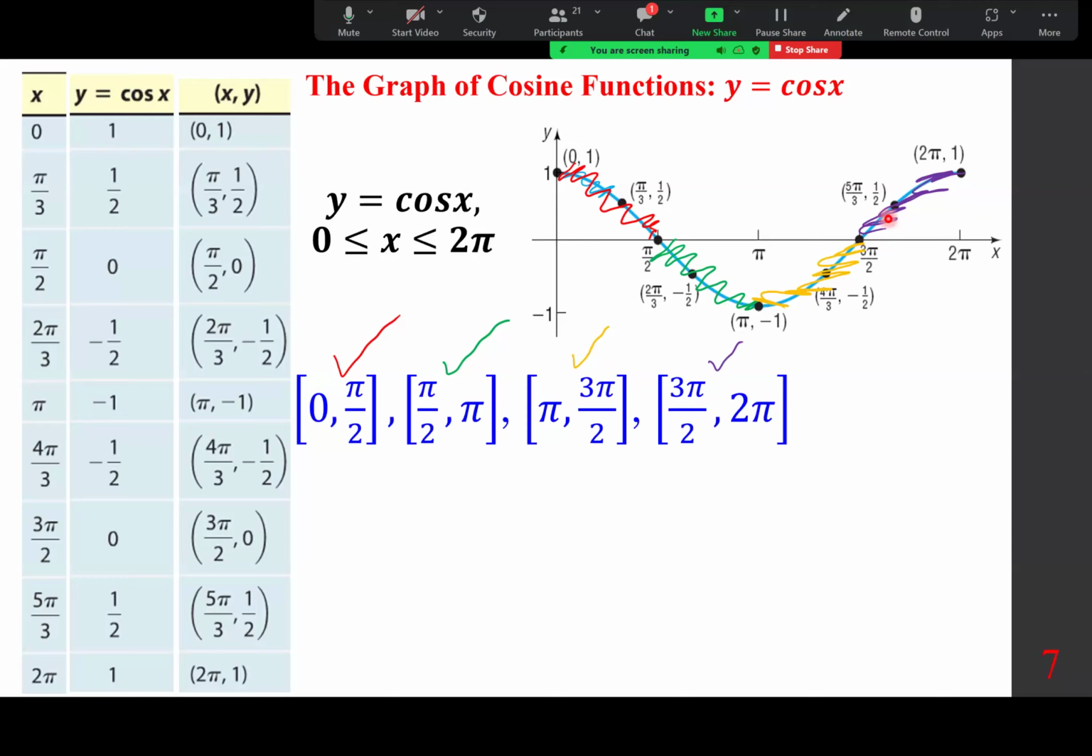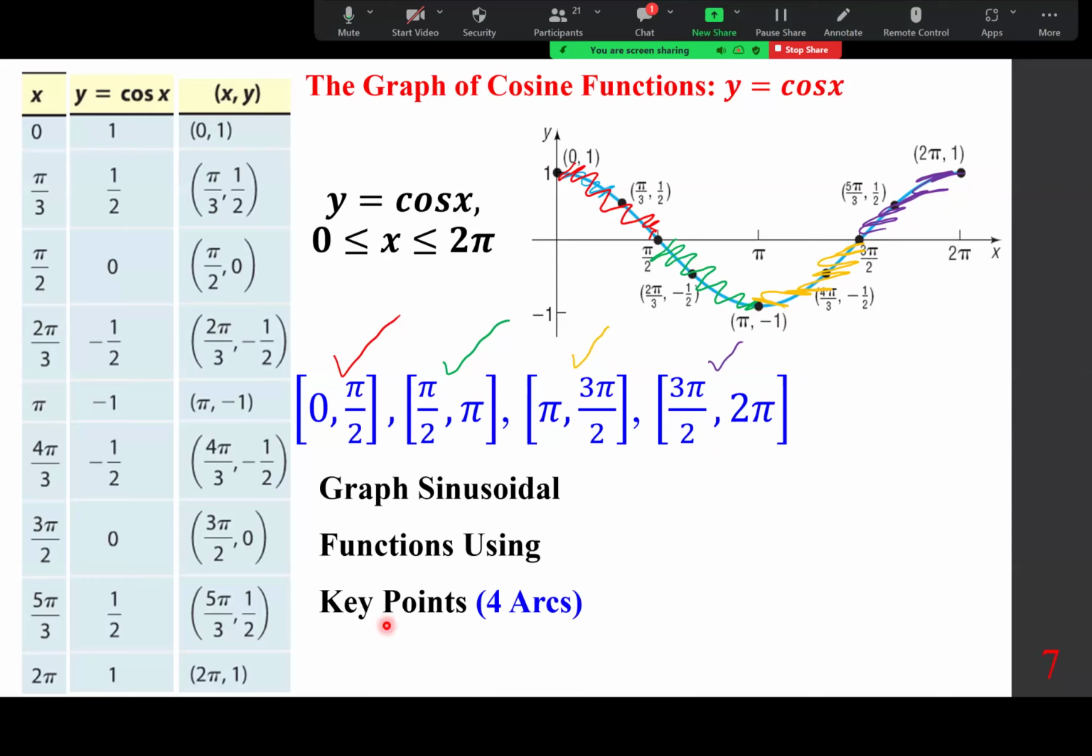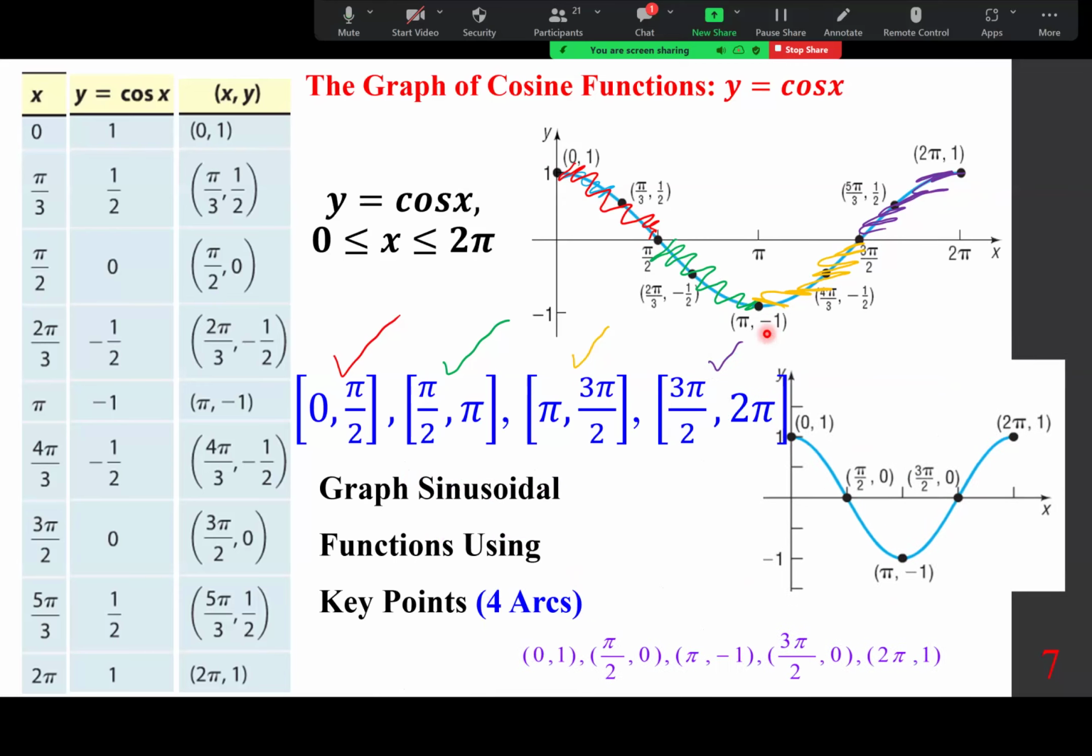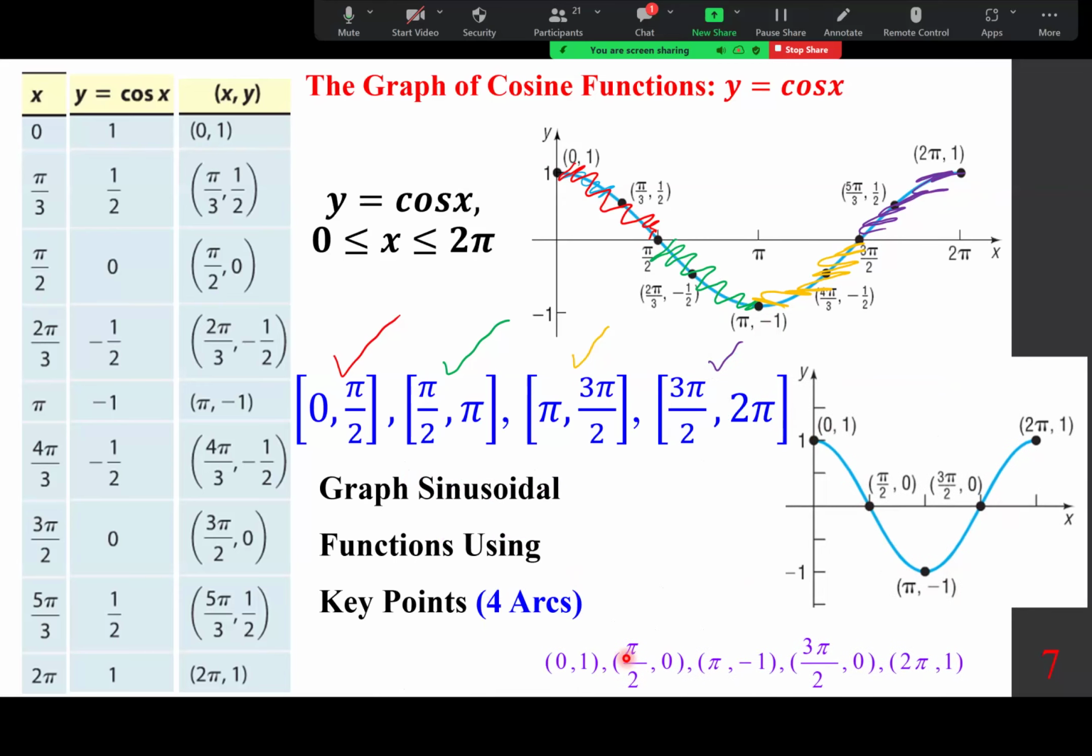So we have 4 subintervals and key points. 1, 2, 3, 4, 5 key points. So graph sinusoidal functions using key points, 4 arcs. Again, so this is 1, this is 2, this is 3, this is 4. And those are the key points. The max 0, 1, and 2 pi, 1, the min pi, negative 1, and the intercepts pi over 2, 0, 3 pi over 2, 0.